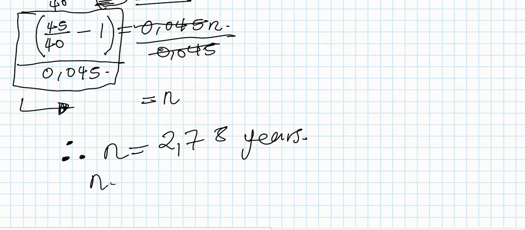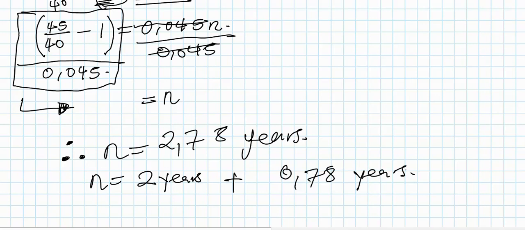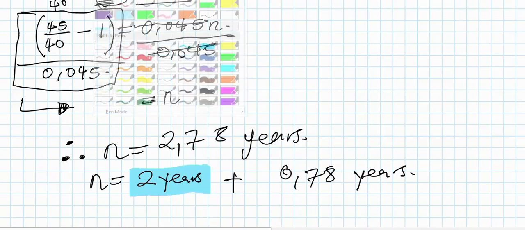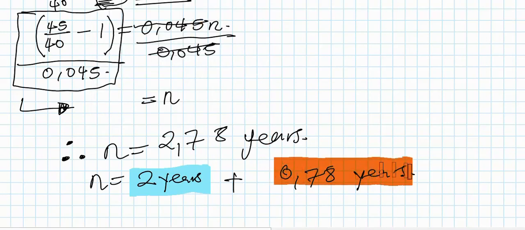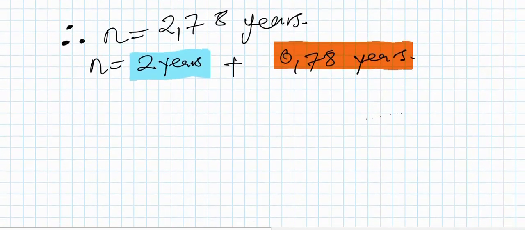What's happening here? My period, I have 2 years, right? Plus 0.78 years. So this statement, there is one part that is rational, which is this one. Let me highlight it. There is one part that is rational, which is this one, and there is one part that is not rational, which is this one, right? So now let's fix this irrational part. 0.78 years doesn't make sense. I'll have to look for 0.78 of 1 year, and see how much is that.